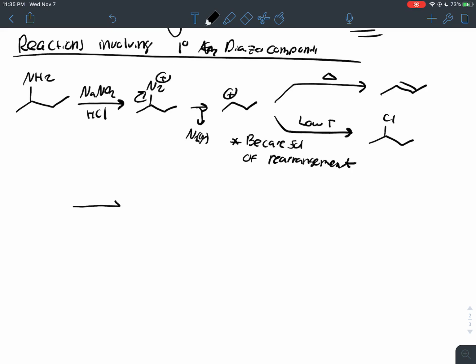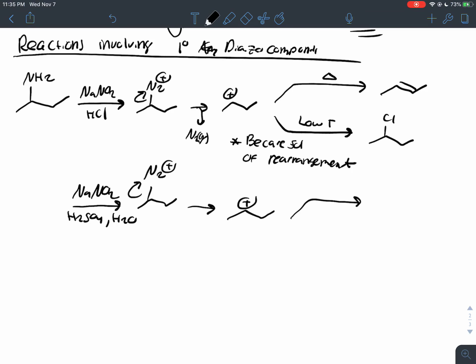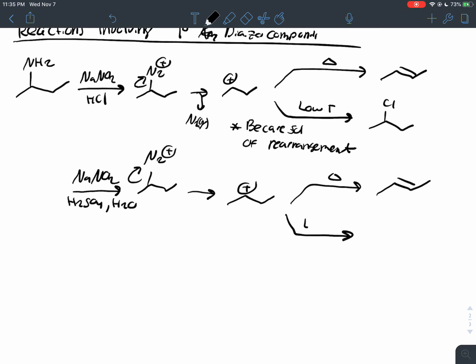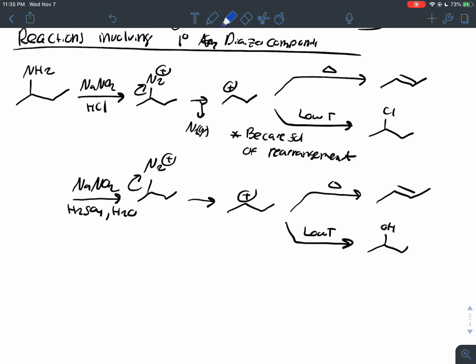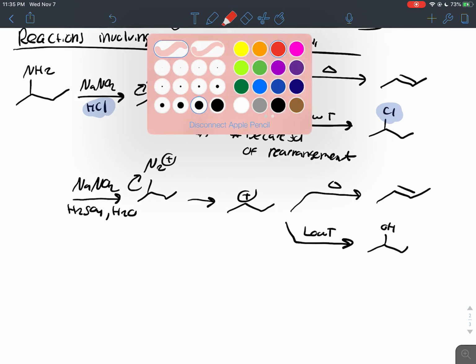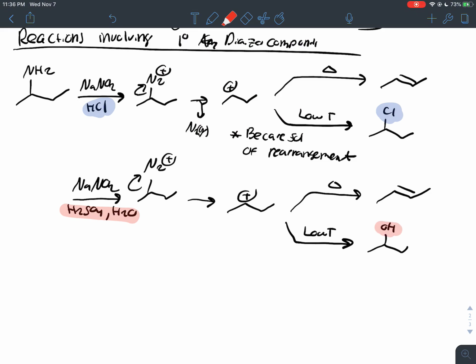Now, what happens if you use NaNO2, H2SO4, and H2O? Well, the same thing is going to happen. It's going to form your diazonium. It's going to dip. Now you have your carbocation. If you heat it up, heat tends to favor elimination. Low temperature again, or you just leave it alone, substitution. But notice here, it changes depending on our acid. Since we used HCl, we have chlorine. But here, since we have used H2O and H2SO4, we have OH.